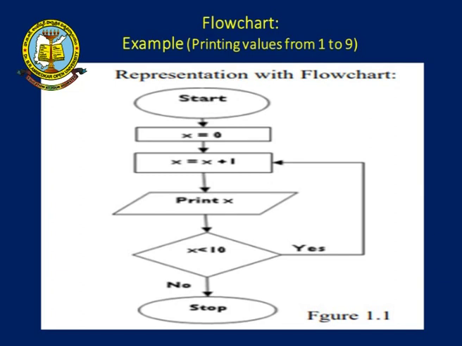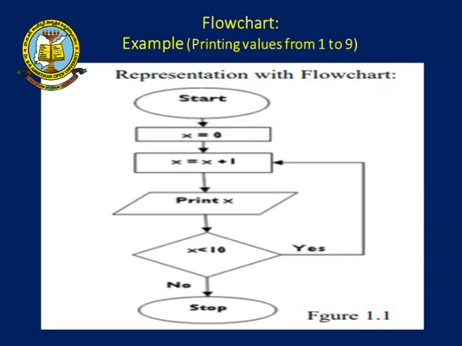The print x statement is used to print the value of x. Now your x value is 1, so that value 1 will be printed. Again it will enter the diamond: x less than 10. Is x less than 10? When a statement is in a diamond, it will be read like this: is x less than 10? X is 1. Is 1 less than 10? If yes, it is 1 is less than 10.